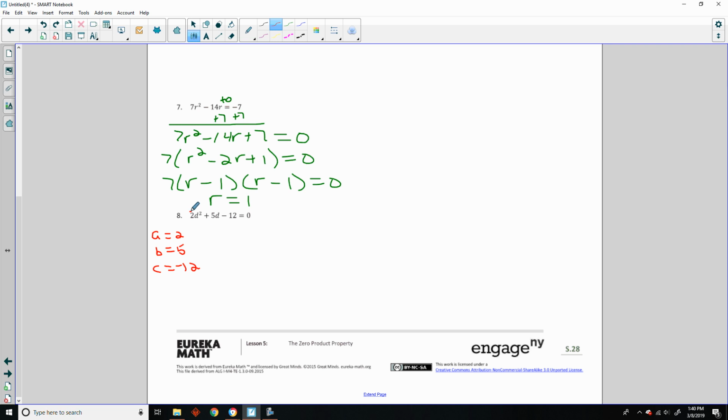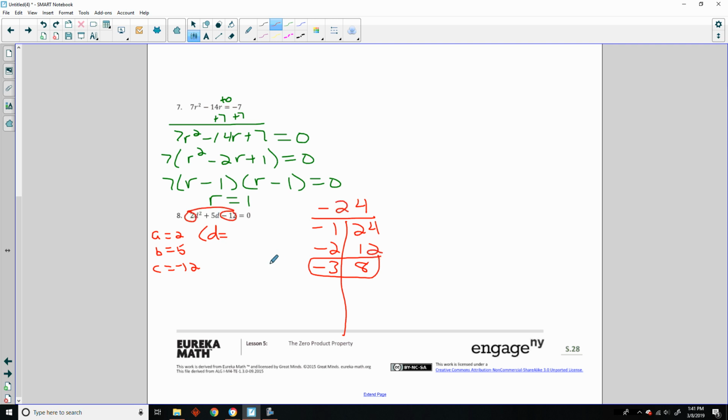So I'm going to do my beats method. Factors of A times C, negative 24. Okay, factors of negative 24 that add up to a positive number, that means my smaller number is negative. Negative 1 times 24, if you add them, it's 23. Negative 2 times 12, if you add them, it's 10. Negative 3 times 8, if you add them, it is 5. There is my number. Those are the numbers I need.